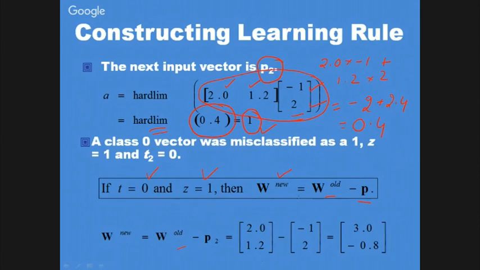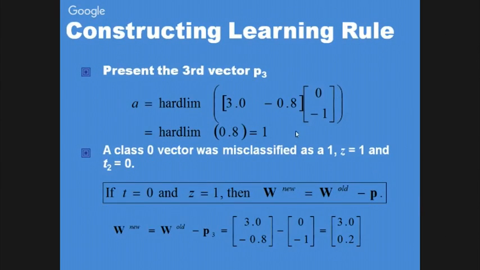Why is it minus P? Because T minus Z, T is equal to 0, Z equal to 1, 0 minus 1 equal to minus 1 only. So you will get the negative value, so minus P. P is your minus 1 and 2. That means finally we are getting 3 and minus 0.8. Right? For the next case, again we are getting the same case.